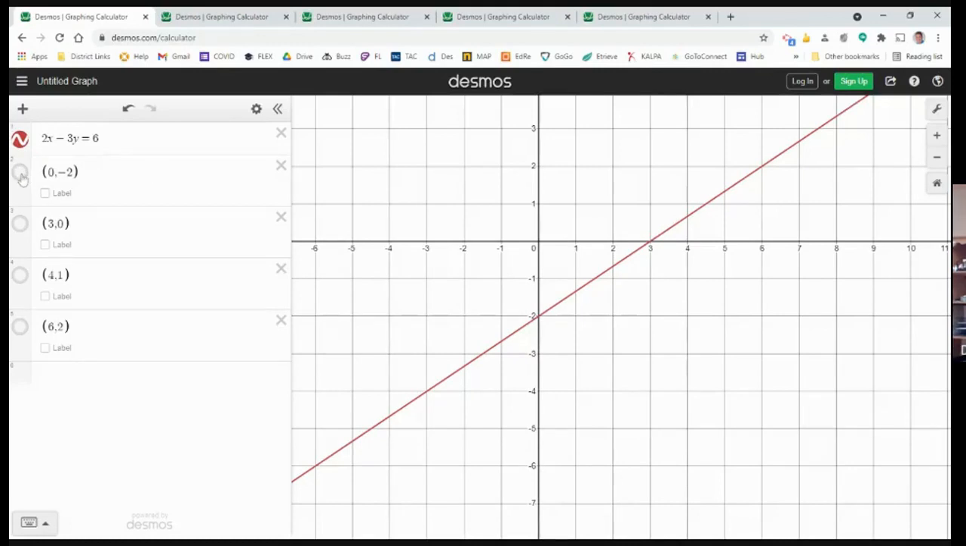And here's that point we checked, (0, -2). If I turn it on, look, there it is right there. I'll label it so we can see it. There it is, (0, -2). It's on the line. So we know it is a solution because this is the graph of that line. So all these x's and y's that are on that line are going to be solutions to that equation. (3, 0): if I turn on (3, 0), label that, there it is. (3, 0) is a solution to this equation. Let's look at (4, 1).